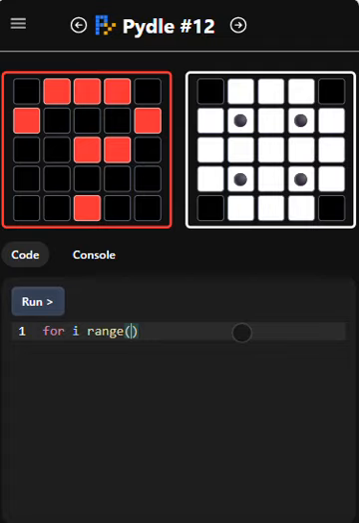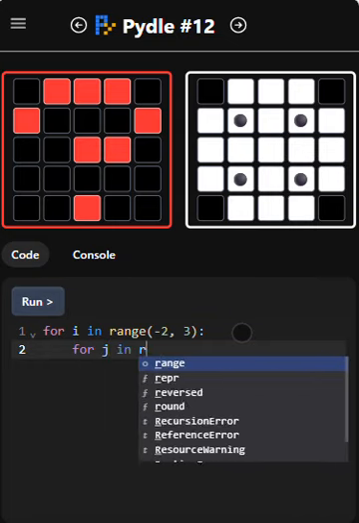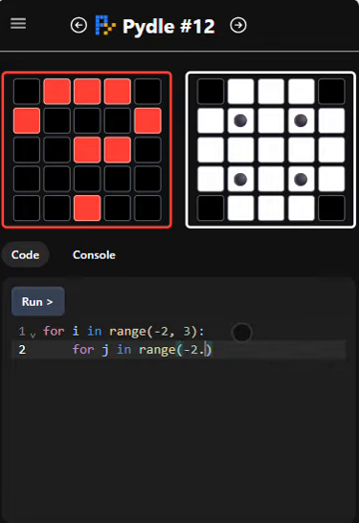So for i in range, going from -2 to 3. Okay, for j in range -2, 3. So what we're going to do, we're going to try and avoid duplication. So we're going to fill in all the white cells except the corners and also the four dots. So we're going to do that in another statement.